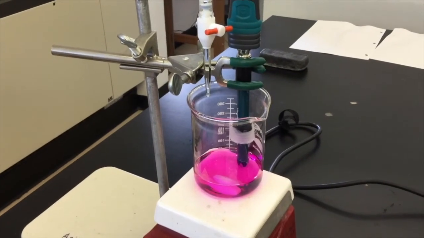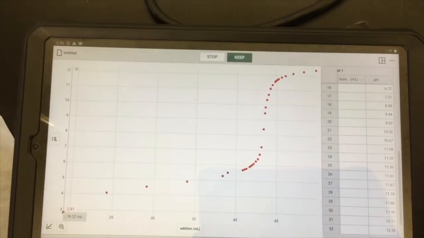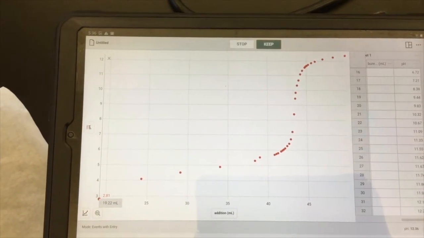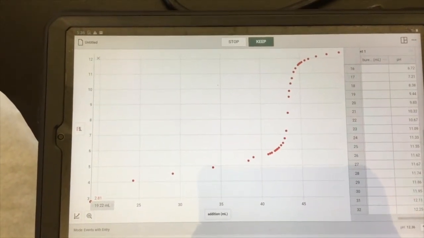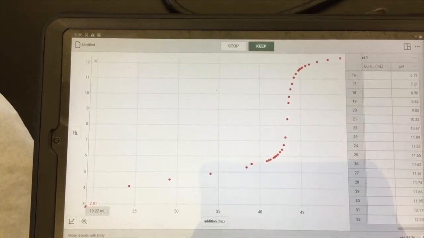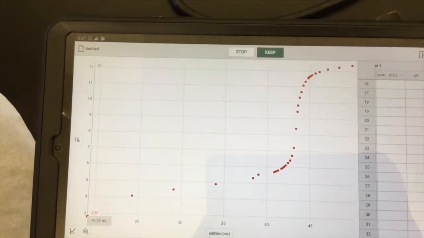So this is the final color of our solution, and this is the final titration curve. We're not going to add any more because I've run out of readable lines on the burette, but theoretically we would keep going and the pH wouldn't continue to rise too much more with each addition.